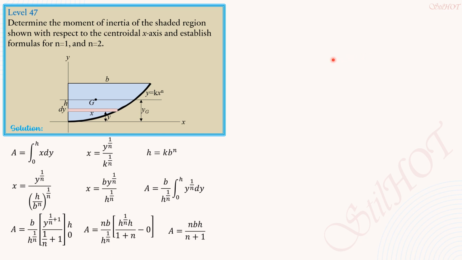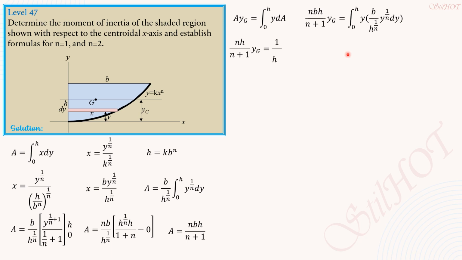Then by Varignon's theorem, or the first moment of area, area times yg equals integral of y times differential area, which is x dy. So area times yg equals integral 0 to h of y dA. nbh over n plus 1, the area, times yg equals integral 0 to h of y, and dA is again b over h to the 1 over n, quantity y to the 1 over n dy. Cancel out b, so nh over n plus 1, yg equals 1 over h to the 1 over n, integral 0 to h of y times y to the 1 over n, which is y to the 1 plus 1 over n dy.